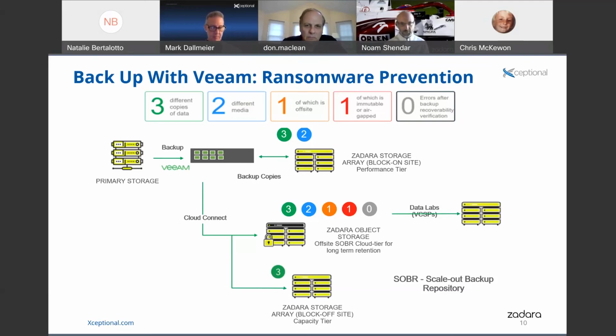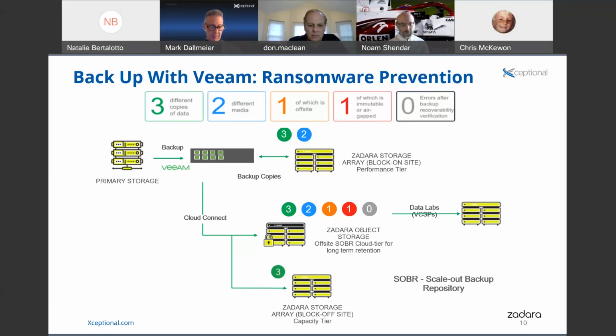I'll give a couple of examples. If you look at the top right, you have a performance tier. So you have your primary storage, and then you have copies of the data that are backed up to a performance tier, which is an on-site block storage array. What that means is that's a rapid restore. Something happens in the primary storage, again, accidental or malicious or hardware failure, whatever it is, the performance tier can sub for the primary storage and can be quickly recovered from. That's a rapid recovery medium. What the performance tier is not is particularly cost effective, because it's optimized for performance.